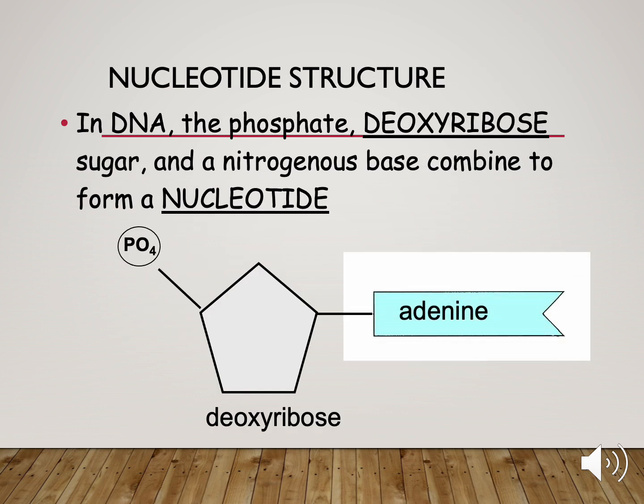When we look at the DNA nucleotide, again, we know we have that phosphate group. The 5-carbon sugar is going to be deoxyribose for a DNA molecule. And then our nitrogen base. This diagram is showing us adenine, but remember that it could also be thymine, guanine, or cytosine in a DNA structure.